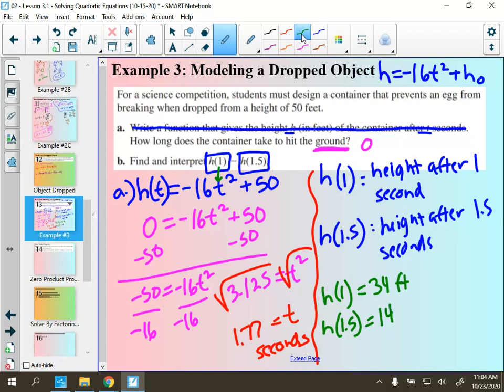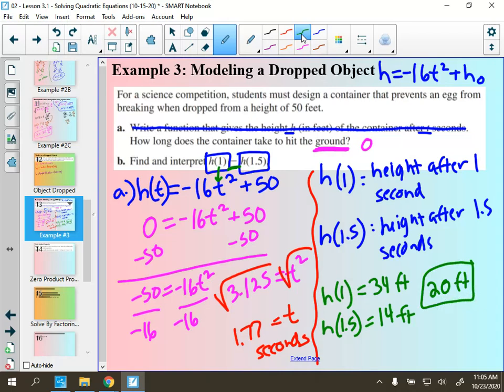So after 1 second, we're 34 feet off the ground. After 1.5 seconds, we're 14 feet above the ground. The last part is, well, I guess I didn't interpret the full thing. When I subtract these two numbers, what does that actually mean? 34 minus 14 is 20. So I guess the last thing is, what is the interpretation of that?